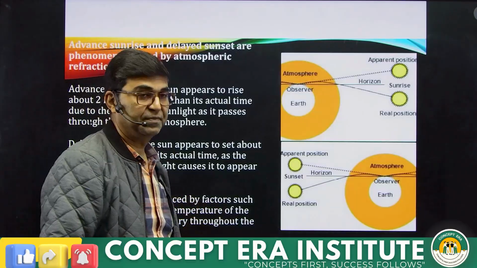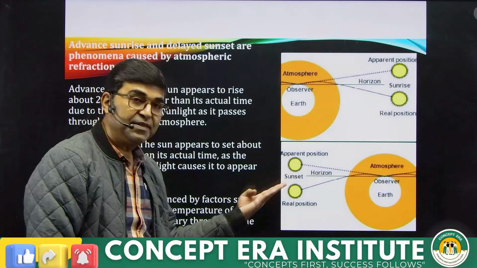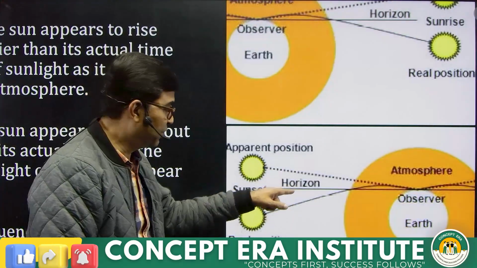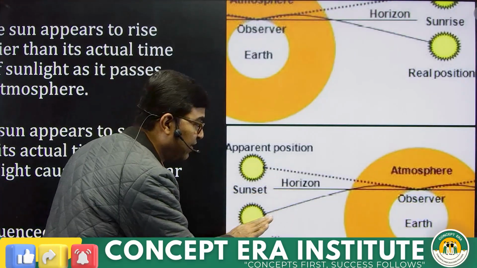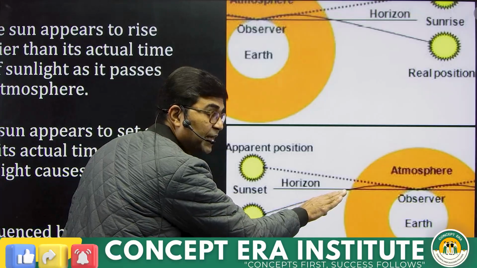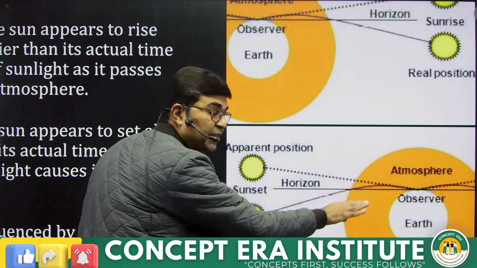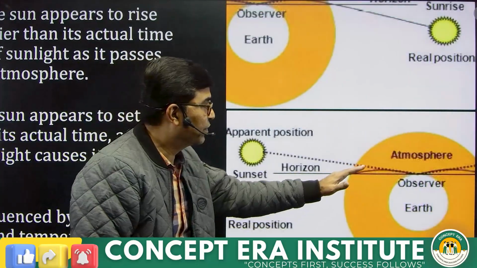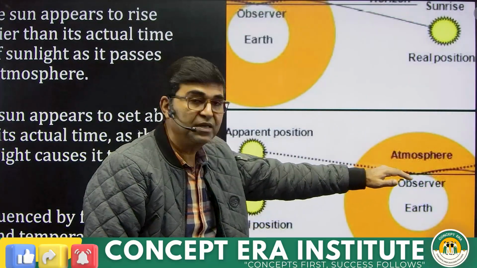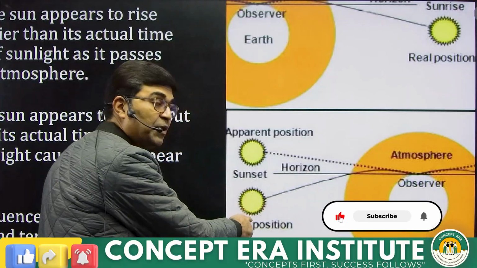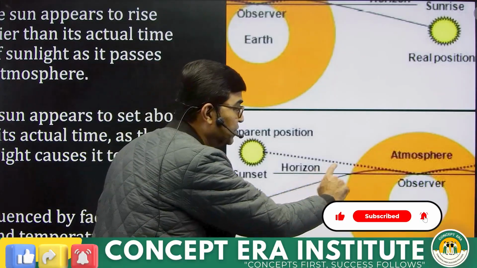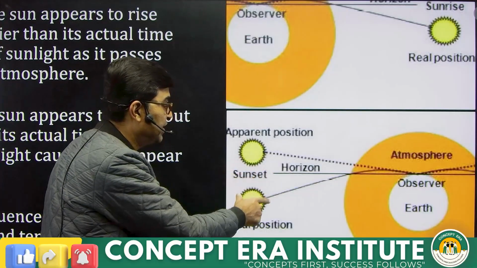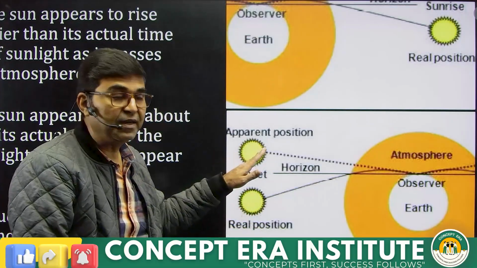Why does it happen? When the sun is below the horizon, the light travels, enters the atmosphere, and at each layer of the atmosphere, the light keeps on bending and follows a curved path. So, the sun is actually below the horizon, but its light is reaching us, and we are able to see it. That's why we see a sunrise 2 minutes earlier.